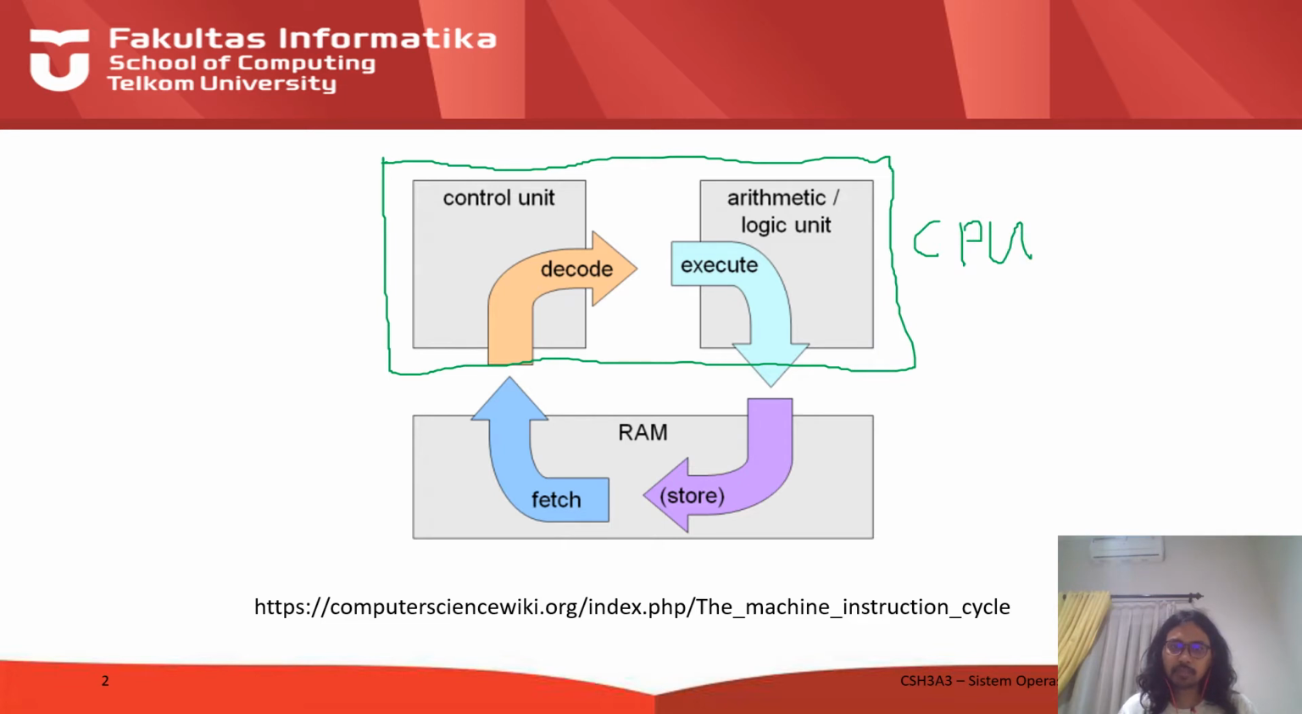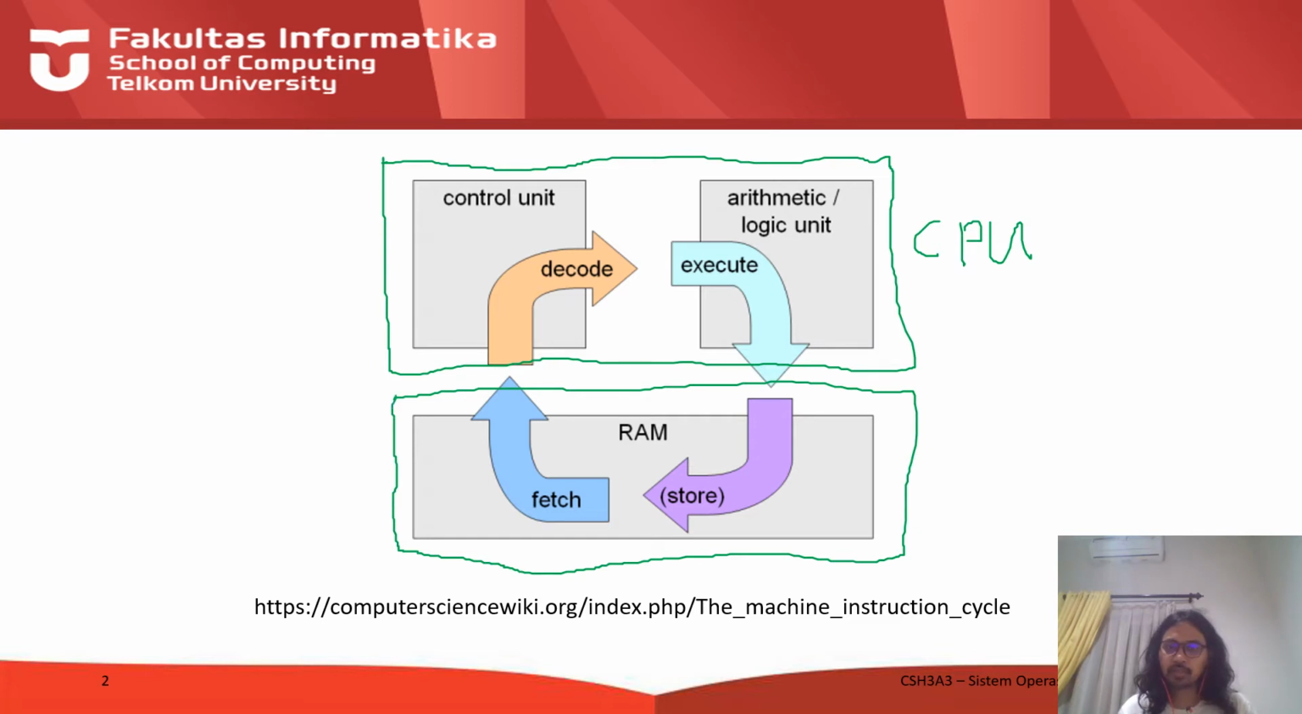And the second part is this. It's already named. It's called RAM. You know, RAM is random access memory. This is the memory. This is where the data is stored. So the process of a computer is basically data stored and data executed.